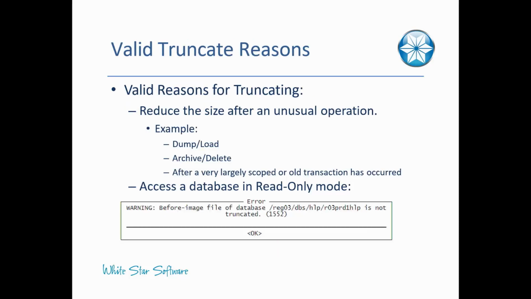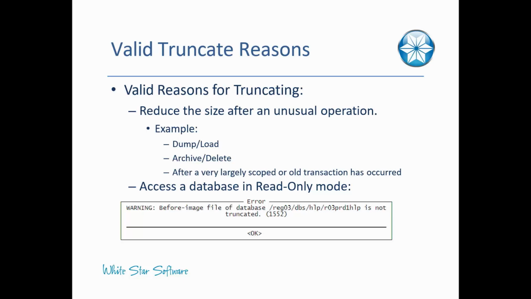So there are valid reasons for truncating. So you may want to reduce the size after an unusual operation, like a dump and load, or you finished archiving and deleting a whole bunch of records, and your normally sized BI file of 500 megs grew to 3 gigs or whatever. So it's not a bad thing to go and truncate it, but it's not dire. It doesn't have to be done right away. It could be done during the next maintenance window. Or if there's been a larger scope transaction or a long transaction that's caused the BI to grow, then it would be a good idea to truncate, but to grow it back to the natural size.